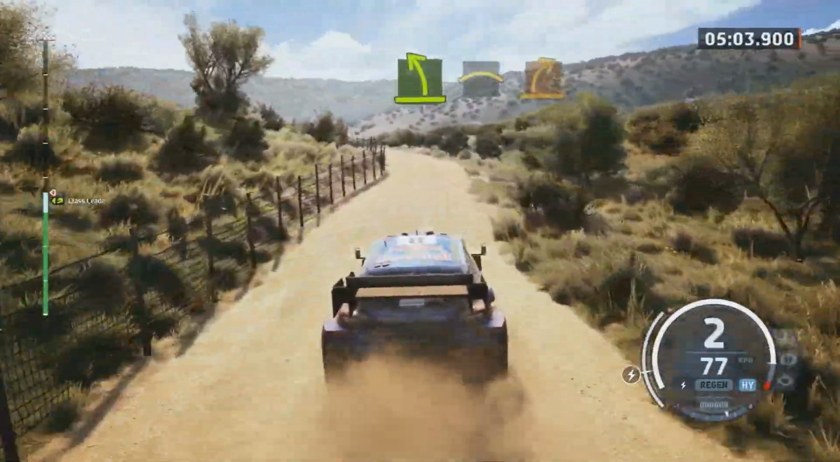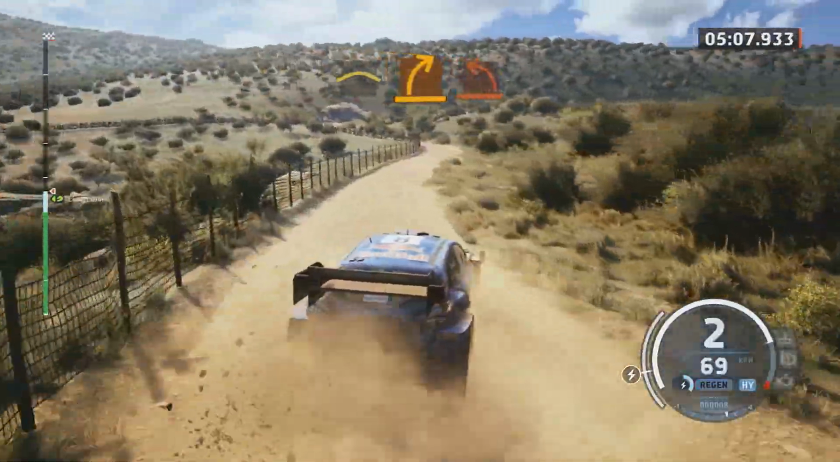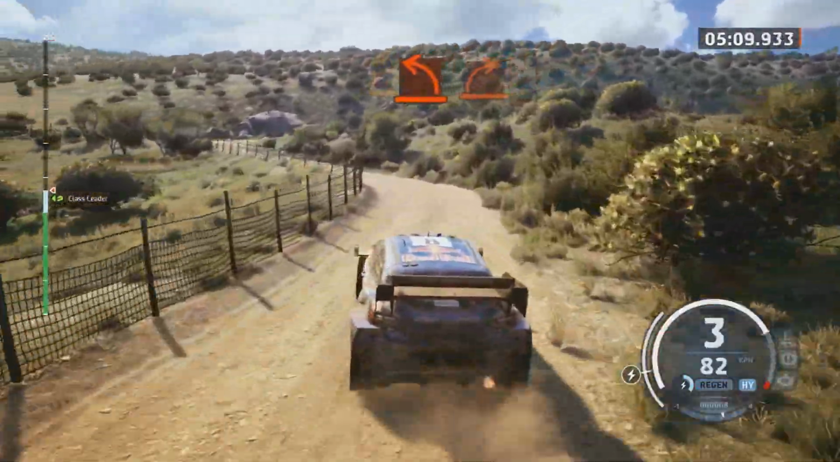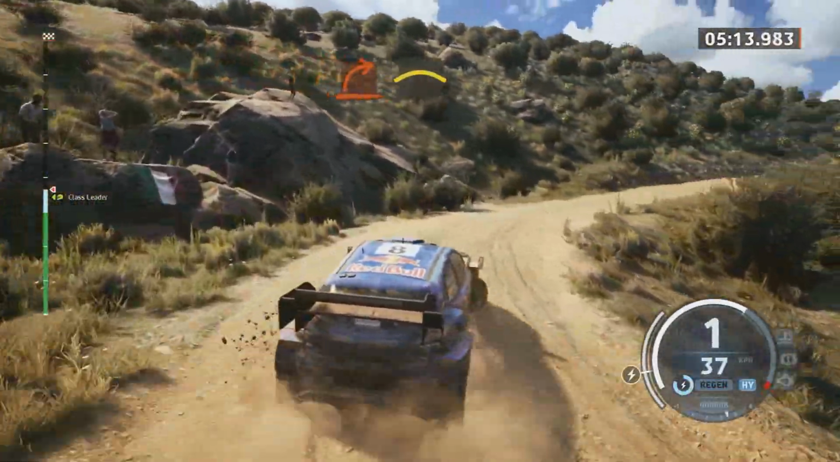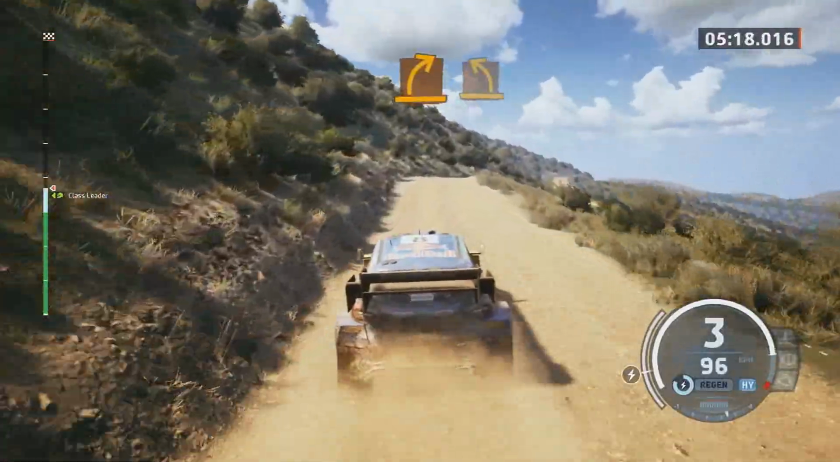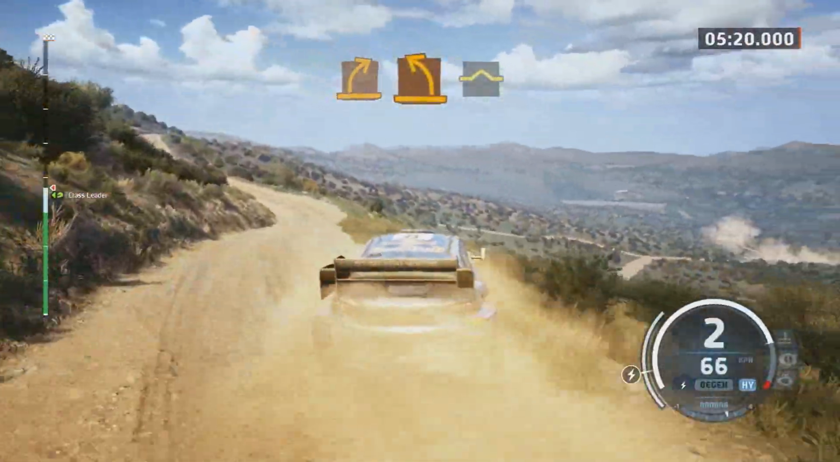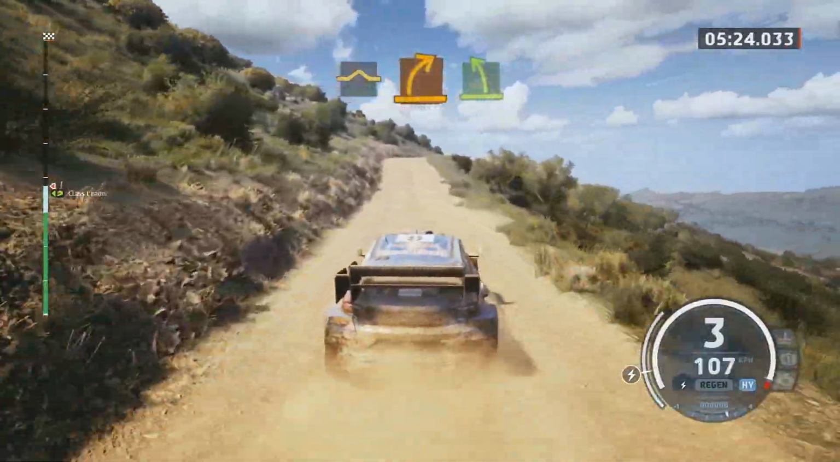left crest and medium right. Hard left. Hard right. Crest. Medium right. Crest. Medium left. Right of a bump. Medium right. Crest. And easy left.